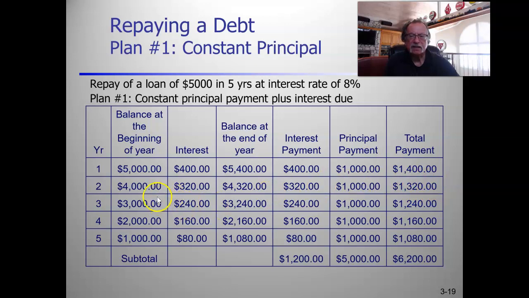Now our balance at the end of year 2, beginning of year 3 is $3,000, all the way down to year 5. So if we look at our total payments, we're going to make $1,200 in interest payments and $5,000 in principal payments, a total payment amount of $6,200. So this is a constant principal payment loan. Typically, most loans require interest payments. They may or may not require principal payments.